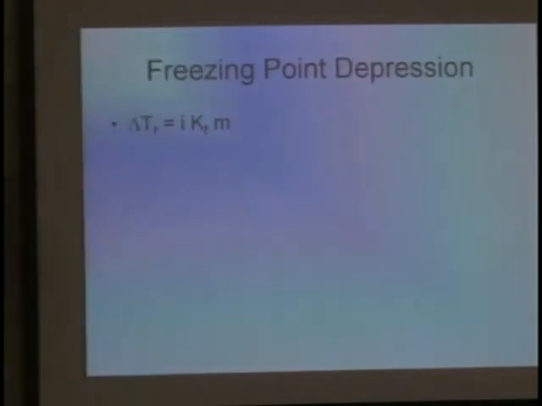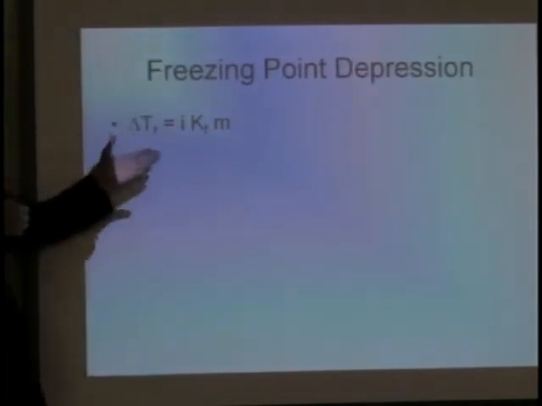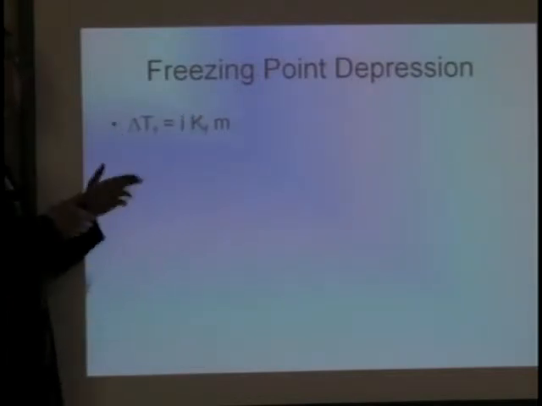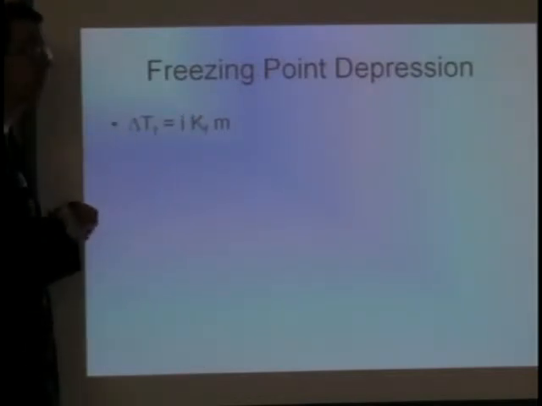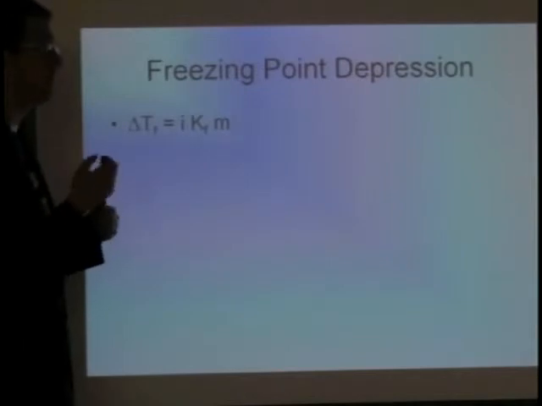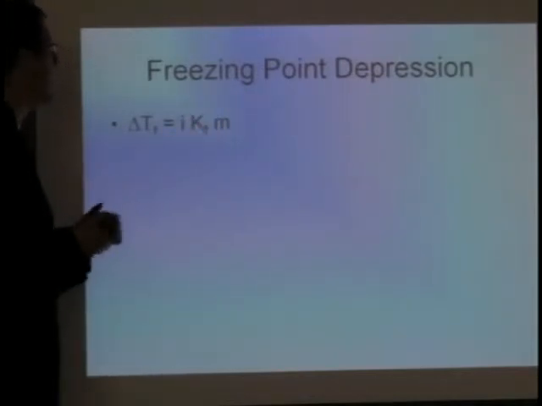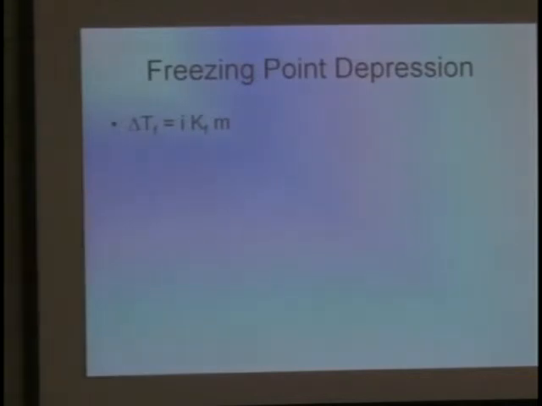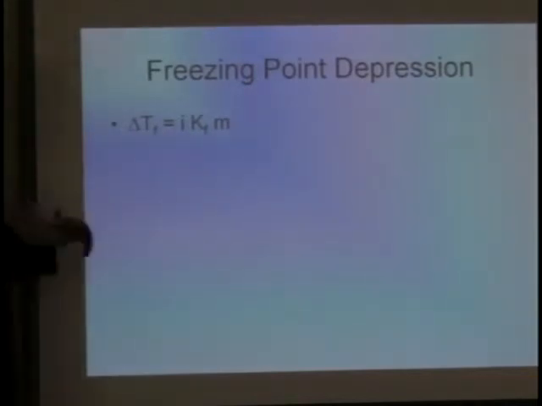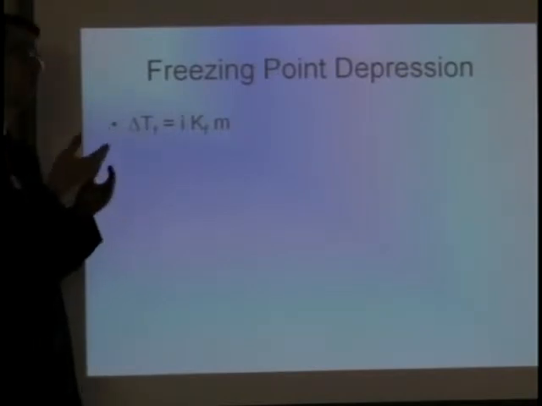Freezing point depression, you'll notice a very similar equation. Delta Tf equals i Kf m. Once again, i is the Van't Hoff factor, so how much is affected depends on how many particles there are. Molality is also a measure of concentration of particles. Kf is the freezing point constant, which for water is 1.86 degrees Celsius per molality. And this will tell you how much the temperature will drop by.